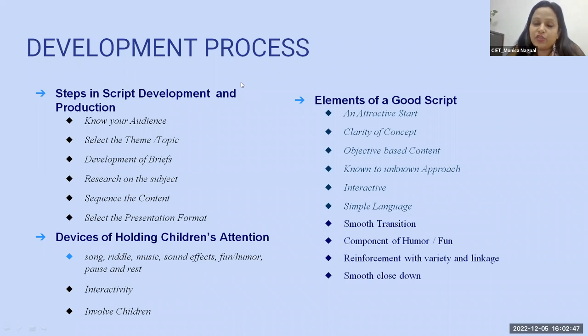They give their attention. So basically what we call in our lesson planning is gaining attention, which is Gagne's first level of instruction. Based on that, we are going to have an attractive start of the script so that we can gain the attention of our learners.